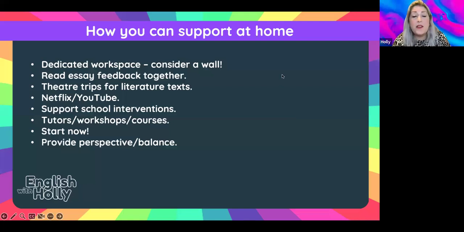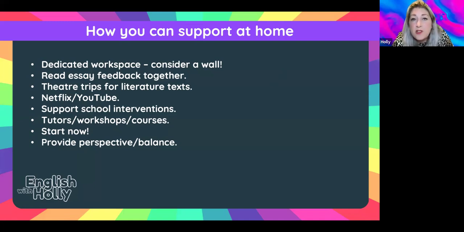Reading essay feedback together is a really useful way of getting to understand where your teen's strengths and weaknesses might be. Teens don't always take feedback very well, but as adults we have a bit more perspective, and we can coach them if we know where their strengths and challenges are.